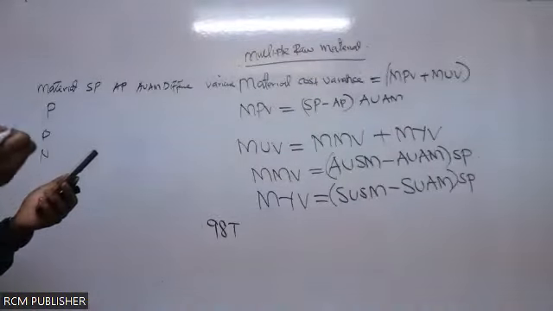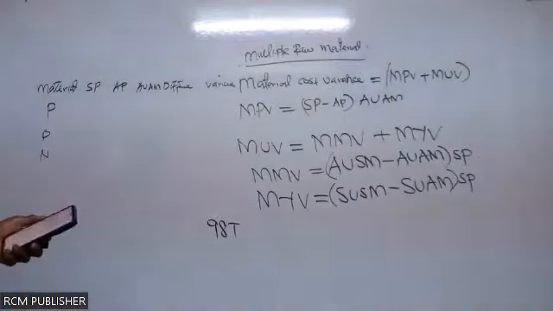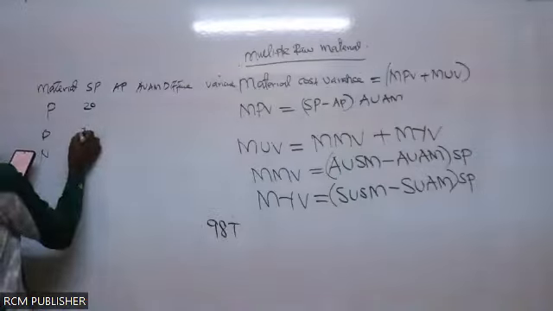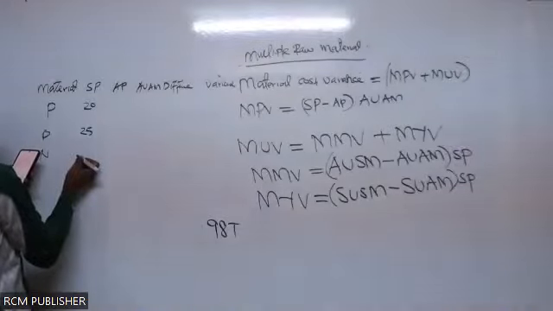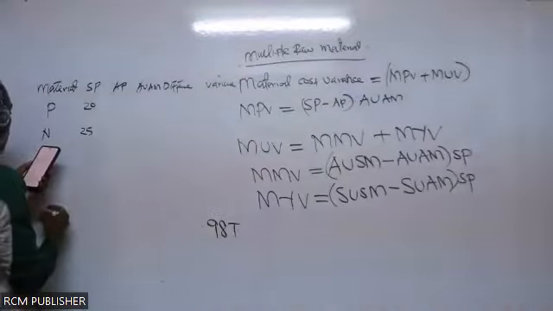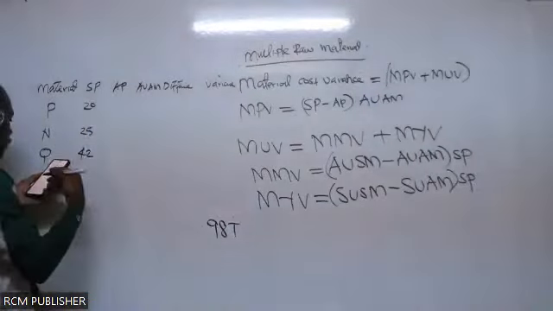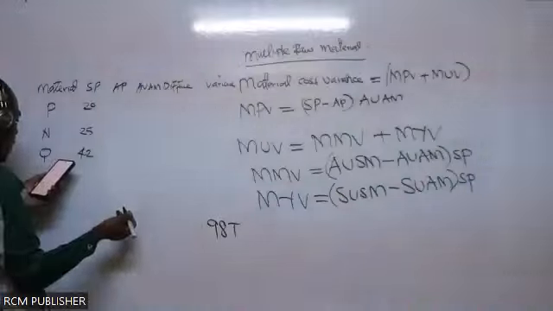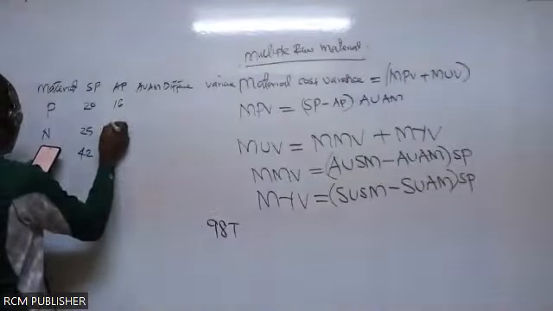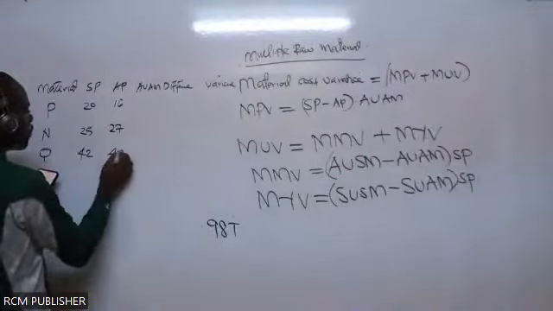First table, standard: we have ingredients or inputs, standard proportion, then standard cost. So P, we are able to see we have 20. Then N, we have 25. It is P, N, Q. So N, we have 25, and then Q, we have 42. That is the standard. If I move down, I'm able to see the actual. So the actual price is 16 for P, 27 for N and 48 for Q.